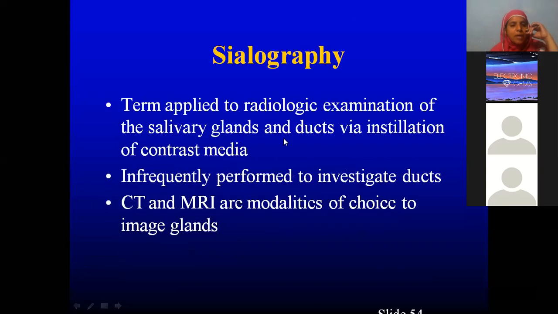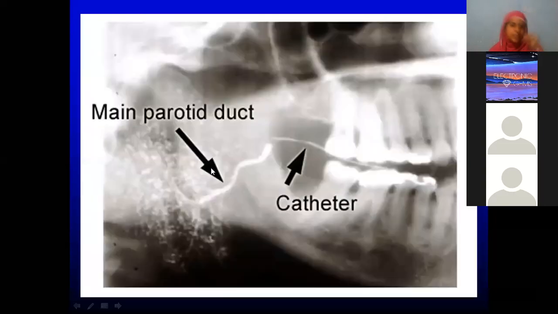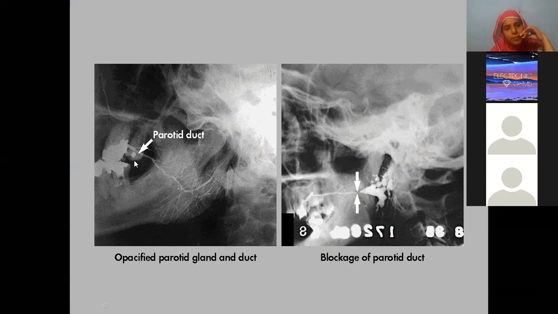This sialography I'll show you with the help of diagrams. Sialography means we are injecting some radioactive dye and checking the ducts. Sometimes in case of parotid tumors or no secretion of salivary juices, the salivary juices may become thick and form a stone which can lodge anywhere along the course of the parotid duct. The condition is called sialolithiasis. This is the main parotid duct, and sometimes there may be lodging of stones. That is sialolithiasis.